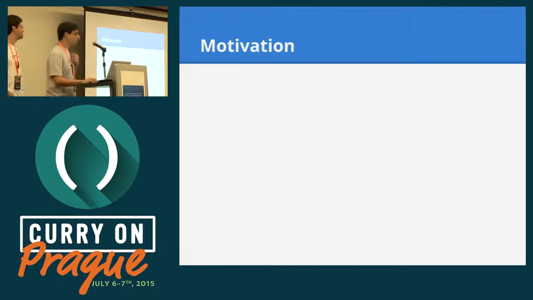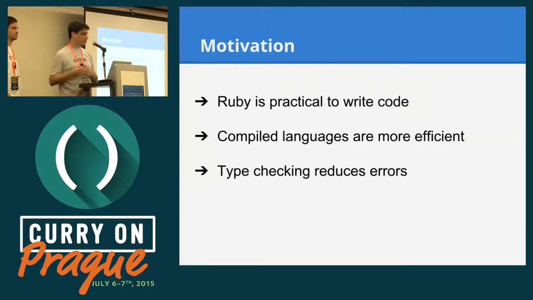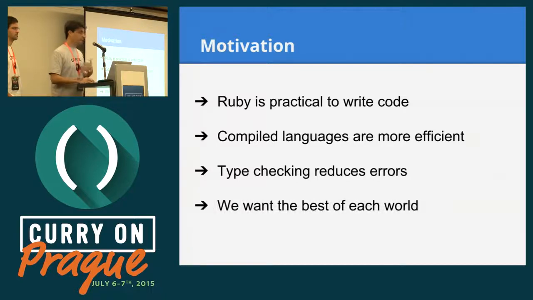Some errors are not caught by unit tests. Unfortunately, they are triggered at runtime. So static type checking contributes to catching some of those errors at compile time. And we wanted the best of each world, so we started this project to experiment with a language that can provide the flexibility of Ruby, but the advantages of a compiled and typed language.